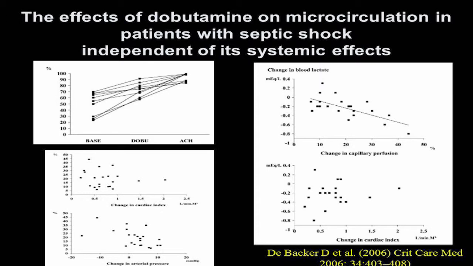Dobutamine, a drug that's used in all age groups, it was shown that there was a recruitment of the microcirculation with dobutamine. And of course you will say, like, yeah, that's not very surprising, because that is probably based on the fact that cardiac output improved. But actually there was no correlation between the change in cardiac index and the change of the vessel perfusion on a microcirculatory scale. And there was a very good correlation between lactate and microcirculation.